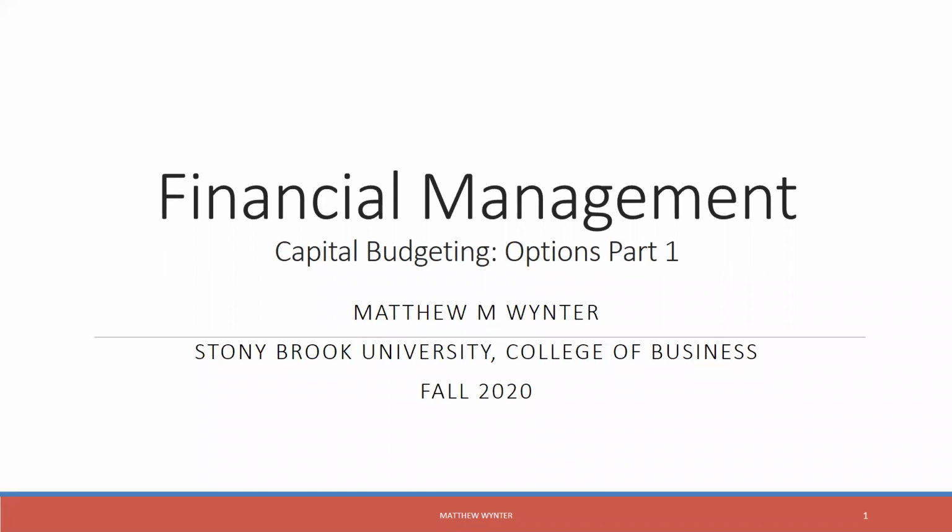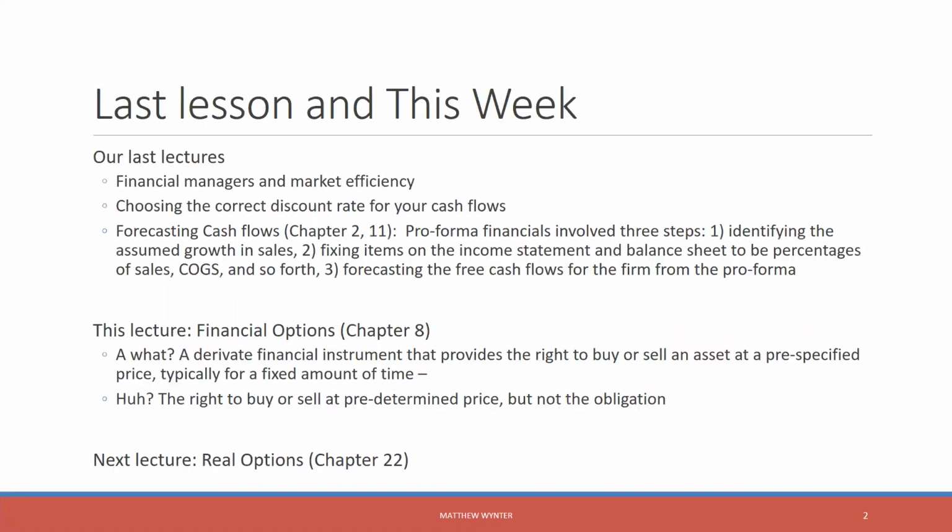This week, we're going to talk about financial options and real options. Last lesson, we looked at forecasting cash flows. We've gone through financial management and market efficiency, choosing the correct discount rate for our cash flows. We built pro formas. Now we're going to look at financial options.